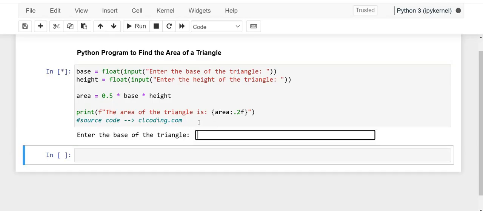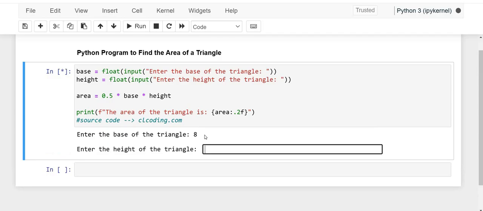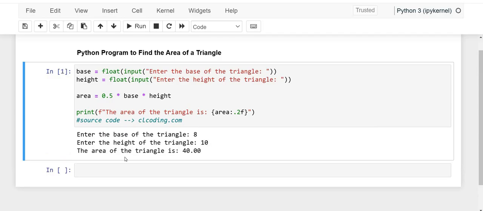So let's check this program. As I am entering, the base of the triangle is 8 and the height of the triangle is 10. Hence the area of the triangle is 40.